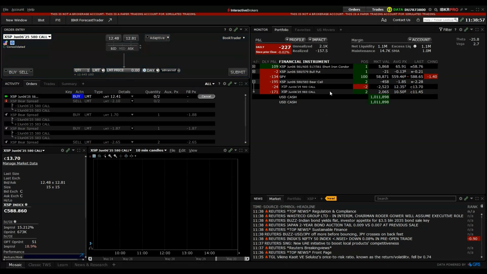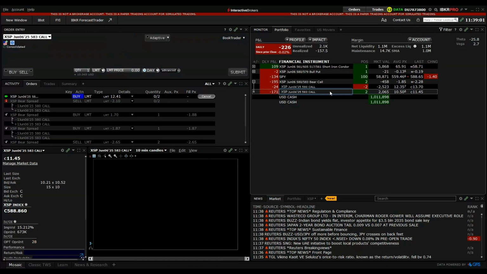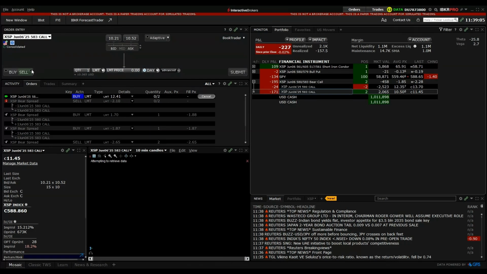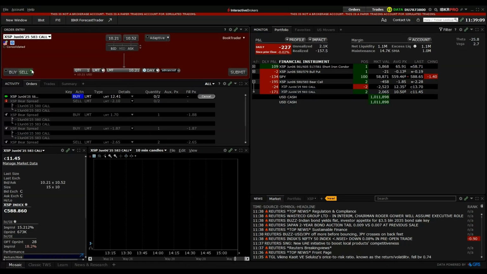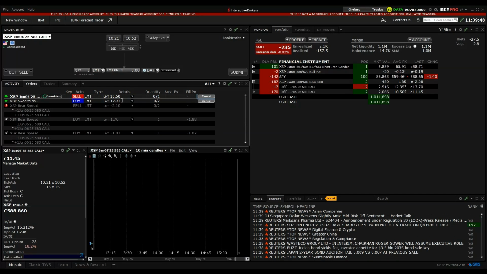The other leg of the spread is a bought call option, XSP June 06 foot 25,583 call, that we now need to sell to close it. We'll use a similar process to create the order for this leg. Now, both unfilled orders appear under the Orders tab in the Activity section. However, there's an error. The option we intended to sell was set to 1 contract, but it should have been 2 contracts.